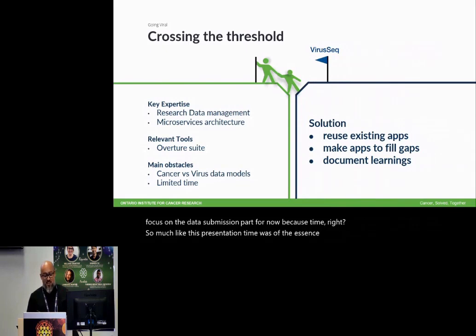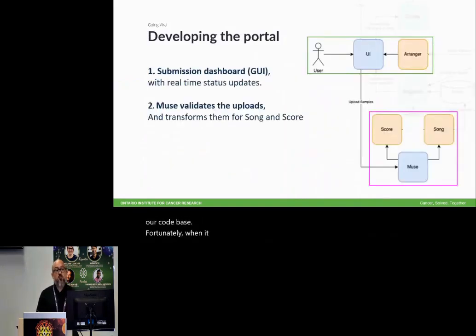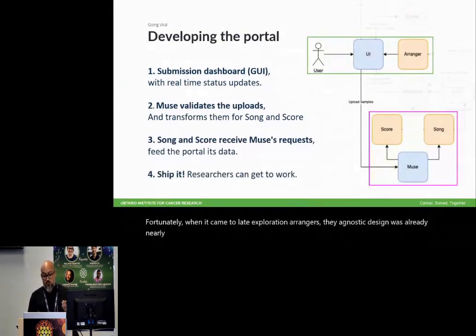So we chose to create a custom layer on top of Overture to mitigate the gaps that may have otherwise needed dramatic changes in our code base. Fortunately, when it came to data exploration, Arranger's data agnostic design was already nearly ideal. So we also wanted to provide a UI for submission, and thankfully, Stage was ready to house that too. After some pixel pushing, we got the front end covered.